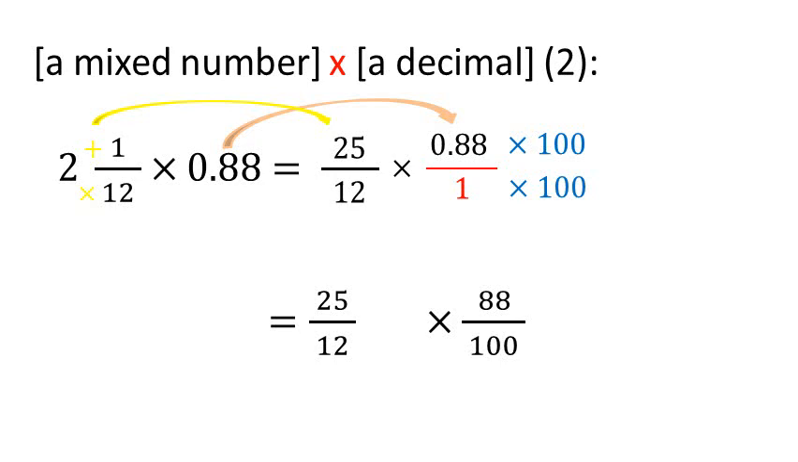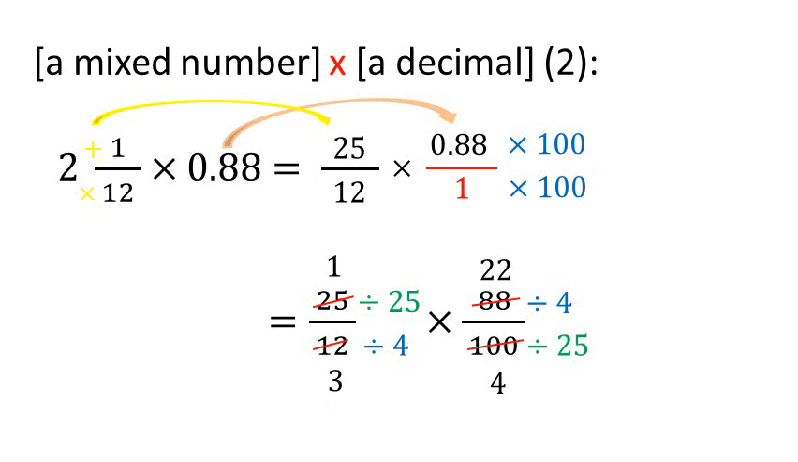Now check numerators and denominators. We can see the numerator 25 and the denominator 100 have a common factor of 25. So you can divide 25 by 25 and you get 1. And 100 divided by 25, you get 4. We see that the numerator 88 and the denominator 12 have a common factor of 4. So you can divide 88 by 4 and you get 22. And 12 divided by 4, you get 3.